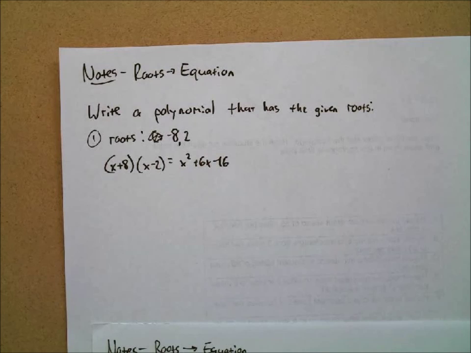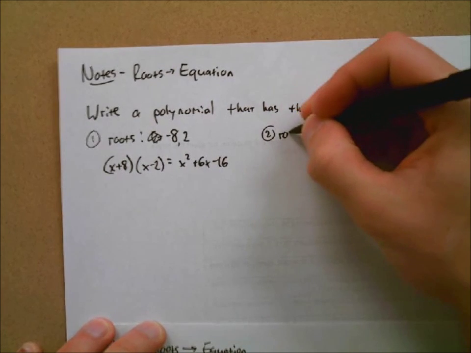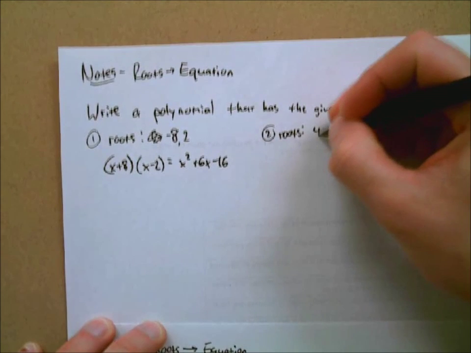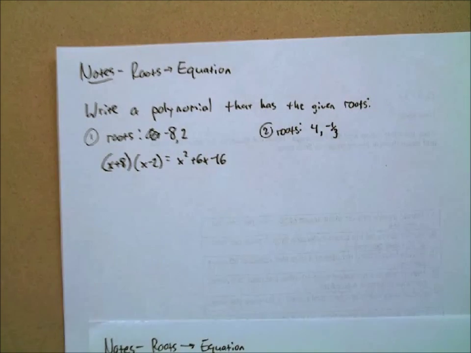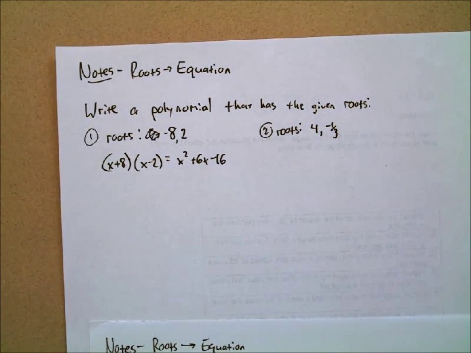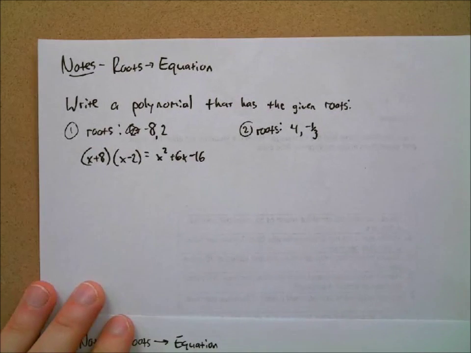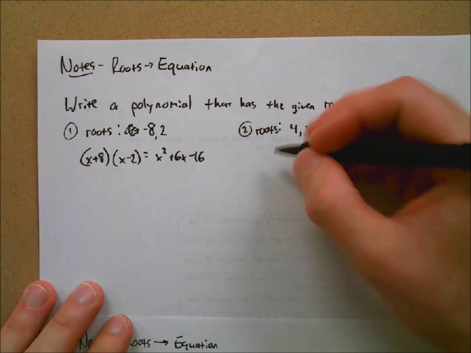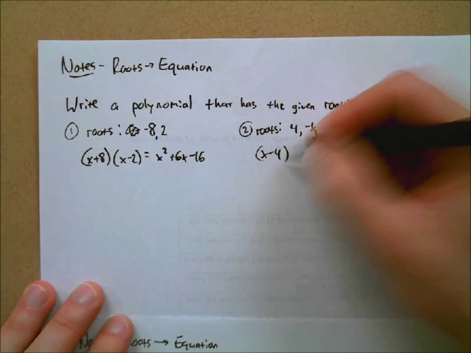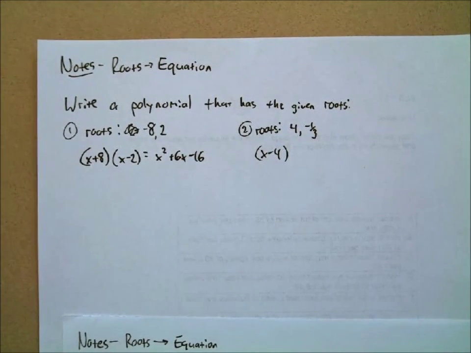Okay. What about if we had roots like 4 and negative 1/3? What would be our factors here? What factor would give us 4 as a solution? x minus 4, yeah. What about negative 1/3 though? Okay, so 3x plus 1.